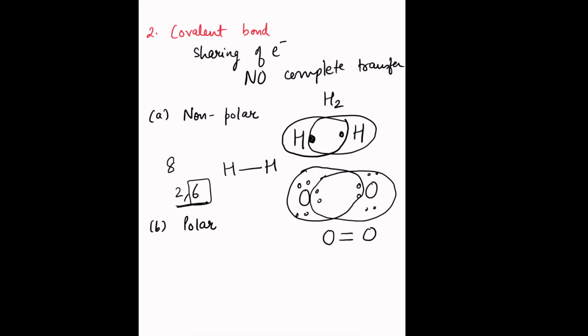Notice one important thing. This is a single covalent bond, which means only 1 electron is shared, and this is a double covalent bond, which means 2 electrons are shared. Similarly, for nitrogen, you have a triple bond because 3 electrons are shared.